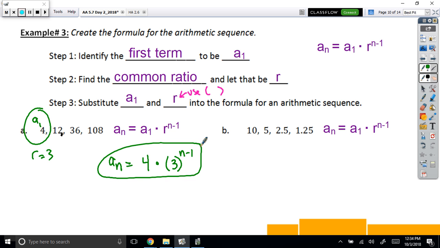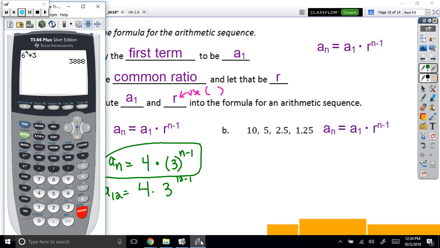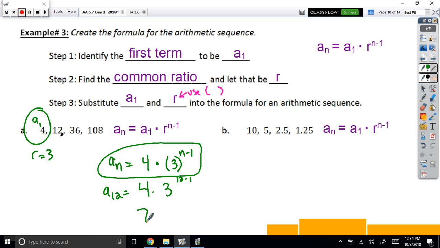Sometimes then in your homework, they'll ask you to find a sub 12. I don't know, I'm just making this up. So if that happens in the homework, all you're going to do is plug in 12. And then you could do that on your calculator, because it's going to be really big. 4 times 3 to the 11th power is 708,000. I just added that into this example just to show one of those. So I think the homework directions follow along.